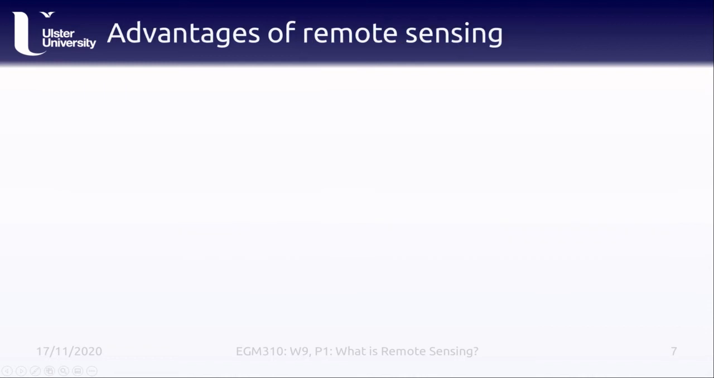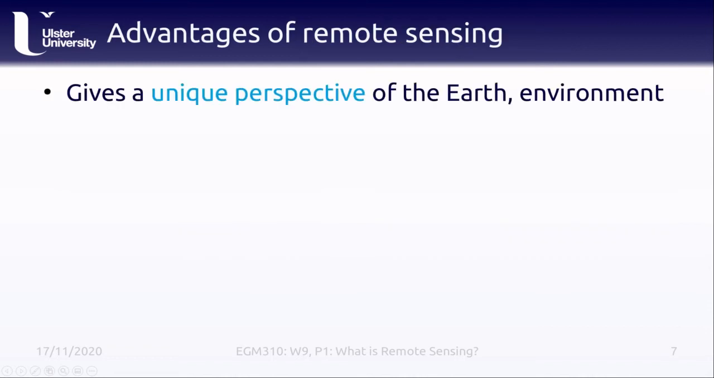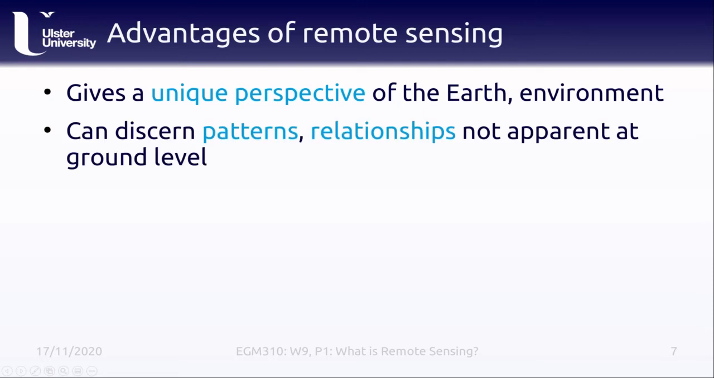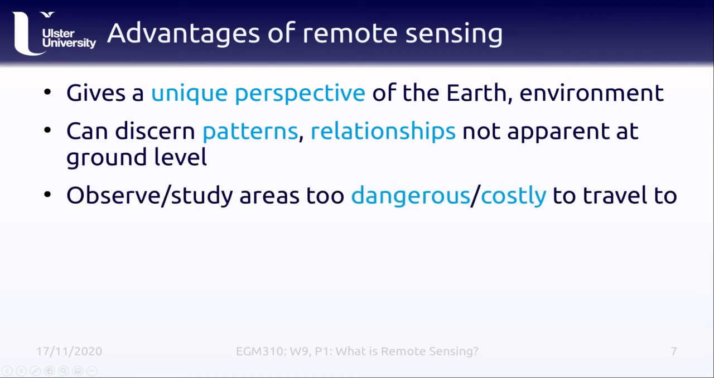Remote sensing gives us a unique perspective on the Earth and environment. Rather than seeing things at ground level, remote sensing gives us an overhead, bird's-eye perspective. This can enable us to see patterns or relationships that aren't immediately clear at ground level. It also allows us to observe or study areas that are too dangerous or difficult or costly to travel to.